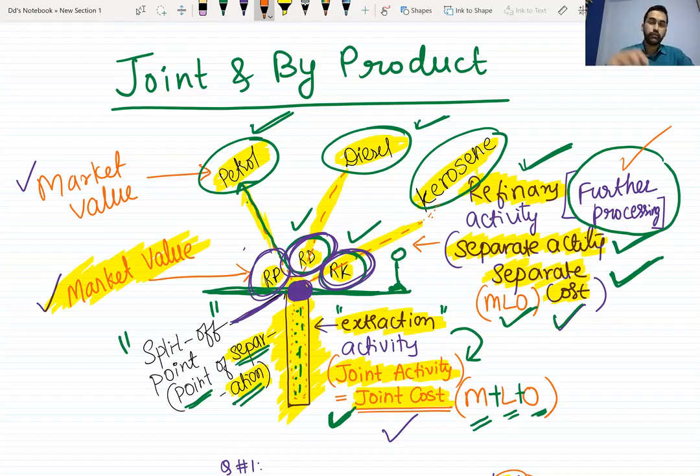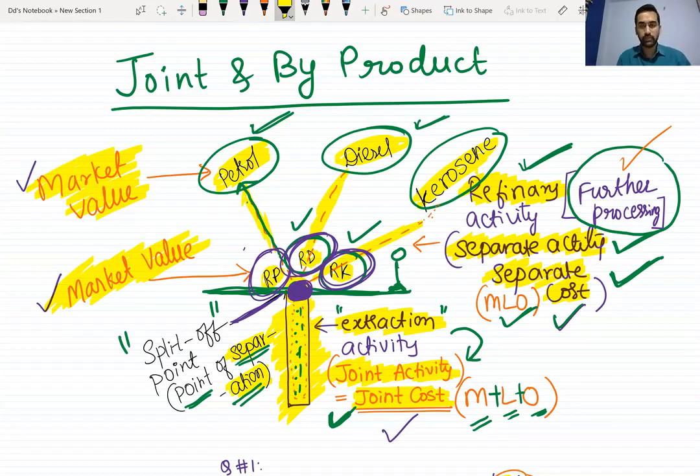Okay. Finally at the end, once this further processing is done, you will have what? Petrol. Continue this arrow mark. Raw petrol will become petrol. Raw diesel will be diesel. Raw kerosene will be kerosene. Okay. Even that petrol has market value, diesel has market value, kerosene has market value. That means you have market value at two places. One, if you sell it without further processing. One, if you sell it after further processing.